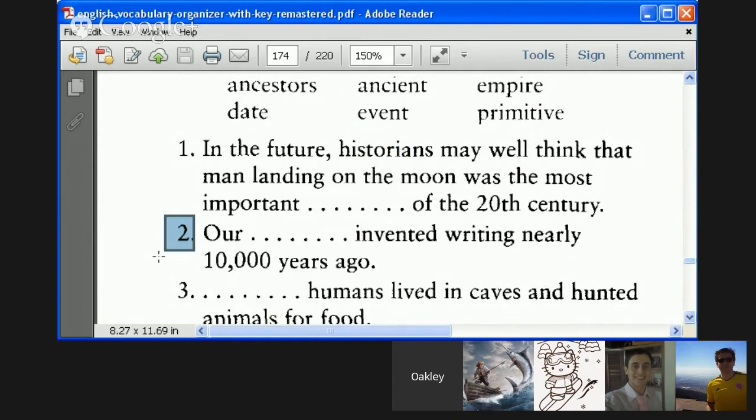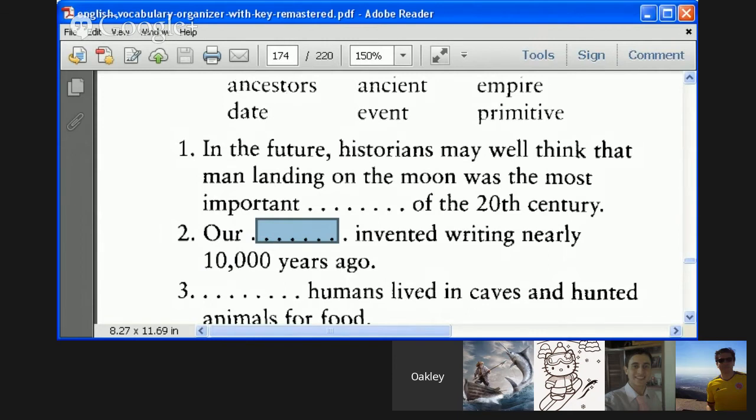Cesar, number 2. Our ancestors invented writing nearly 10,000 years ago. Okay, 10,000 years ago. All right. I thought he was going to say our ancestors invented writing nearly 10 years ago. Talking about history, it's amazing to me how I have so many young students who think the telephone was invented like 20 years ago. Oh, wow. Come on now.